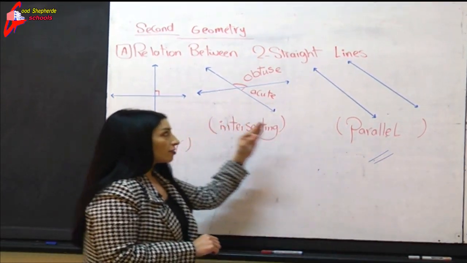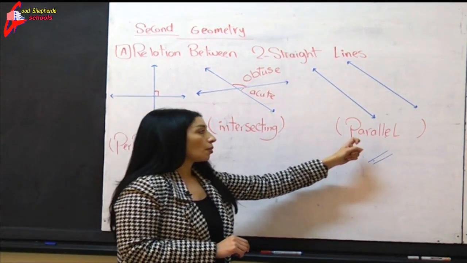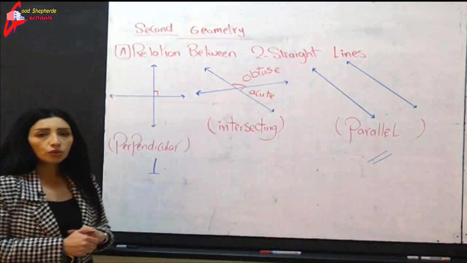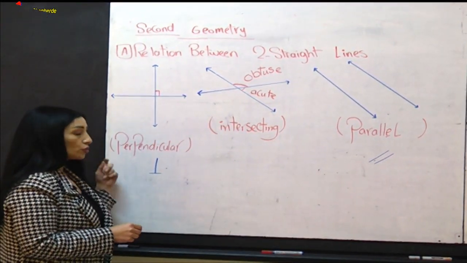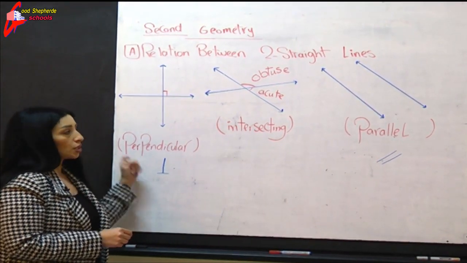So we have 3 relations: perpendicular, intersecting, parallel. 3 relations between two straight lines. When two straight lines make 4 right angles, we can call it perpendicular.